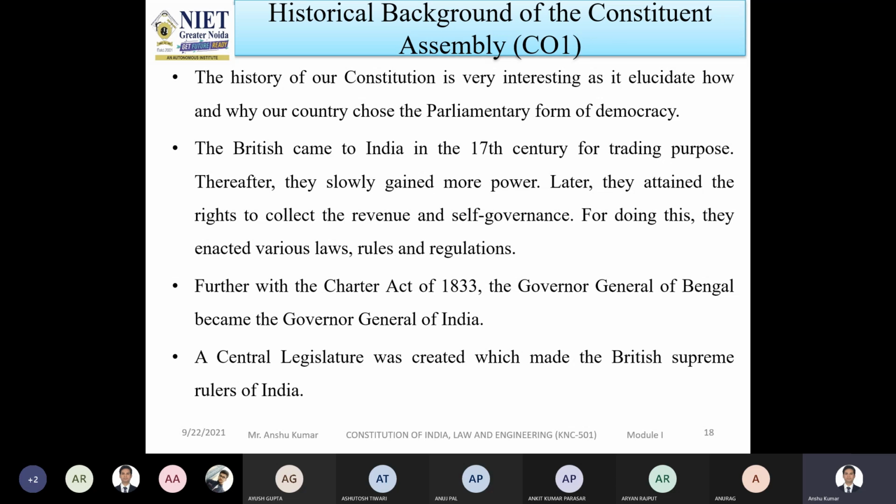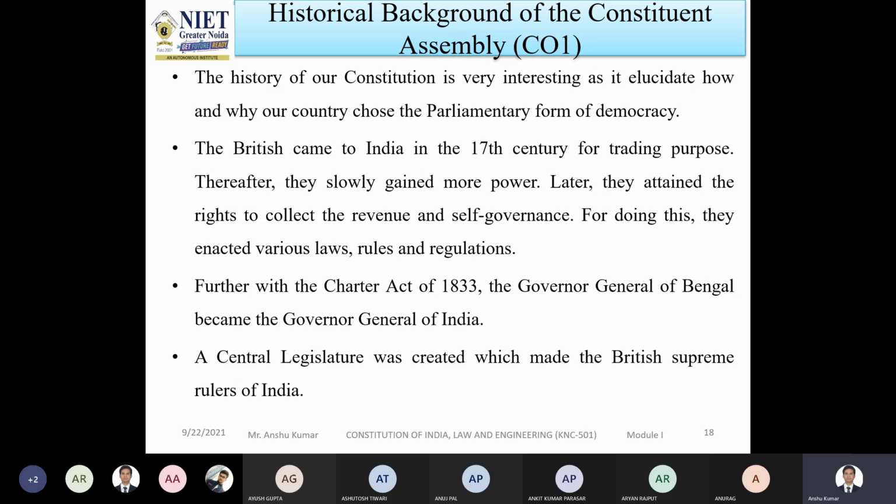Further, with the Charter Act of 1833. Always remember, this type of question always comes in competition exams. Which charter stated that the Governor General of Bengal became the Governor General of India? Always remember the Charter Act 1833. This is the important Charter Act. In that particular charter, it mentions that from the date of enactment, the Governor General of Bengal is now called the Governor General of India. So these are the portions.